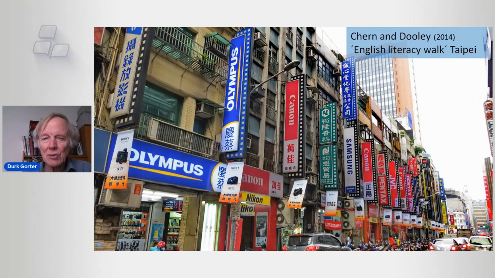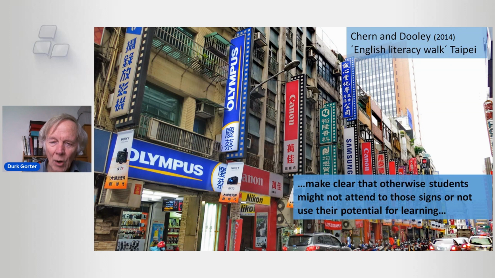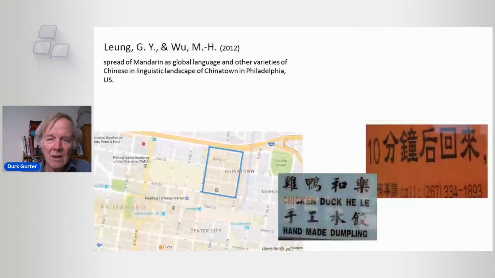Another example is Chun and Dooley, who used it as an English literacy walk in Taipei, in Taiwan, where you also have English, of course, in some signs, but they observed that otherwise the students might not attend to those signs, or they might not use their potential for learning. So it has to be embedded in a course in order to be useful for the students.